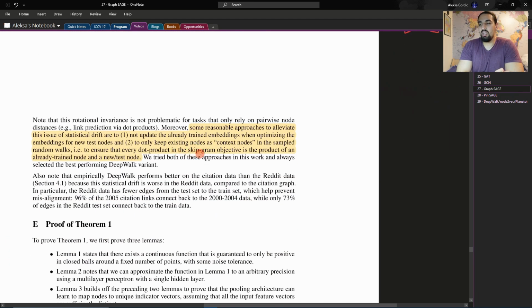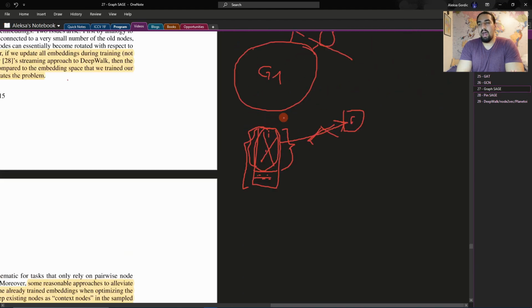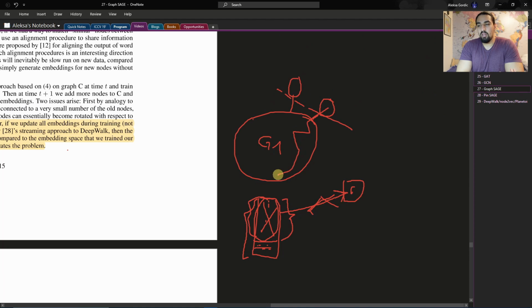And second, to only keep existing nodes as context nodes in the sample random walks, i.e. to ensure that every dot product in the skipgram objective is a product of an already trained node and a new test node. So that means once you're doing those random walks, you only take context nodes from these that are already trained. For example, if this is a new node, let's call it node number 3, and this is also a new node, even though this node 3 is on this random walk, because it's a new node, we won't be using it as a context node.